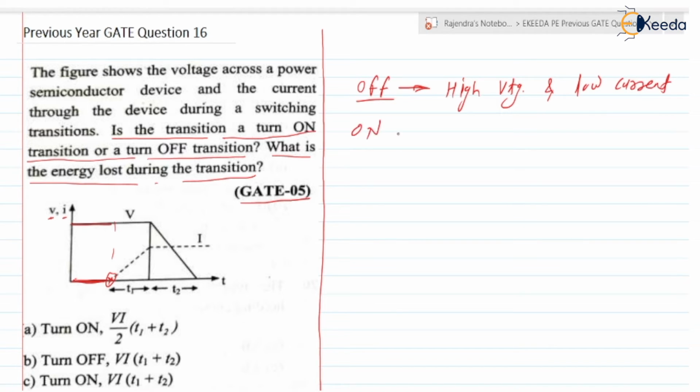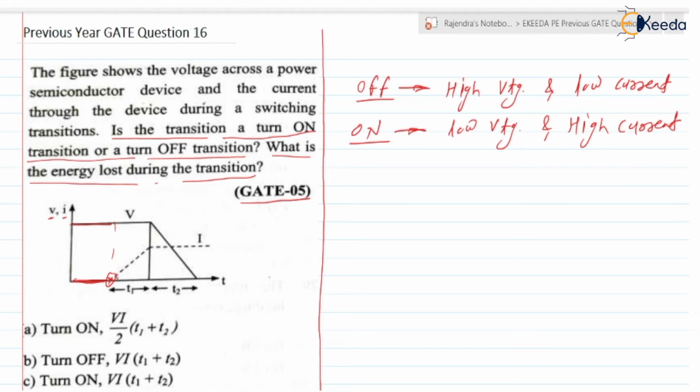And when a device is in an on state, it is represented with low voltage, ideally zero, and high current. So before this instant the current is zero and the voltage is high. The meaning is the device is in an off state.